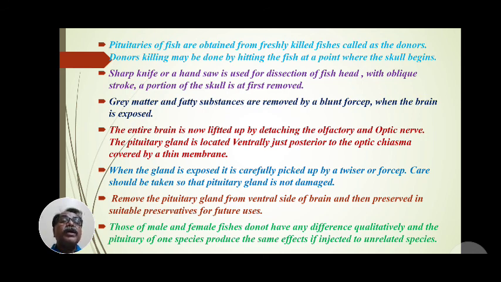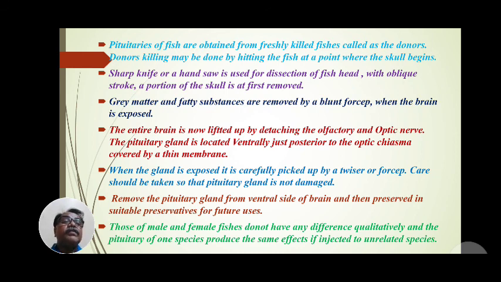Donor killing may be done by hitching the fish at a point where the skull begins. At that point, hitching is to be performed. A sharp knife or a hand saw is used for dissection of the fish head with an oblique stroke. With the oblique stroke, a portion of the skull is first removed.